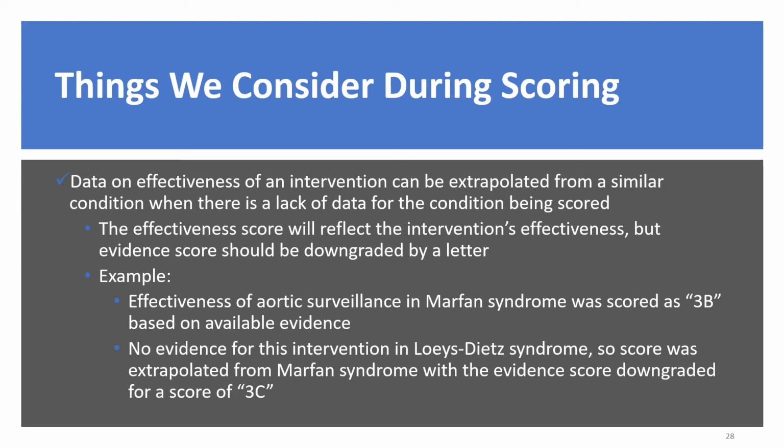An example of this is that we had effectiveness of aortic surveillance in Marfan syndrome based on available evidence, and we scored that as a 3B. It was highly effective, and we pulled it from a tier 2, so it got a score of a 3B. However, when we came to score Loeys-Dietz, we didn't have evidence that was immediately available from people who have Loeys-Dietz syndrome. So we extrapolated the effectiveness of the intervention in Loeys-Dietz from data that we had in Marfan syndrome, which is quite similar. But in this case, we downgraded the evidence score to a 3C to account for the fact that we were extrapolating.